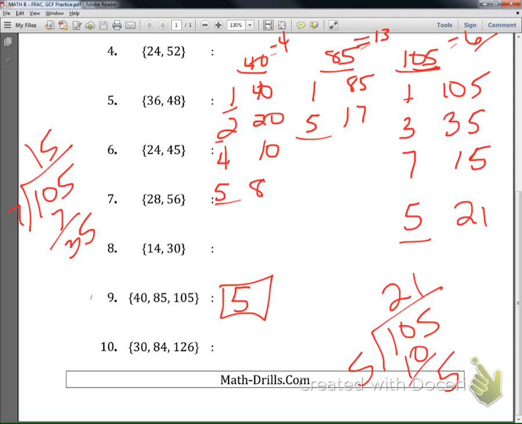Okay, so that's what you do when you have 3 numbers. Go ahead and try some more of these as much as you can on this page, and then self-check and correct.